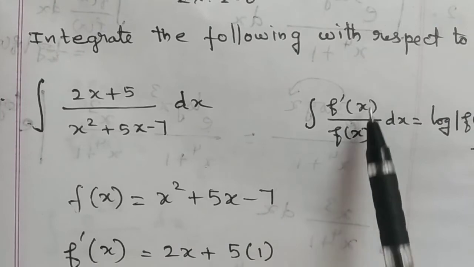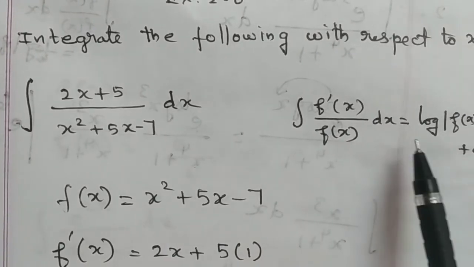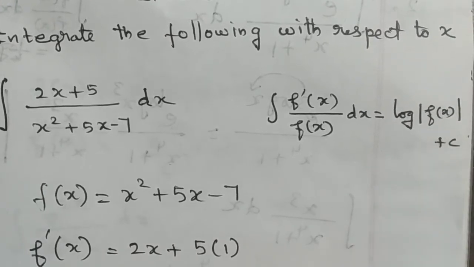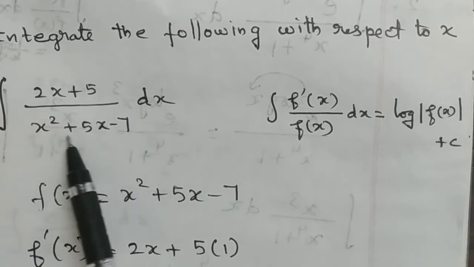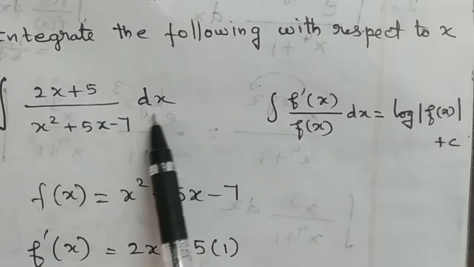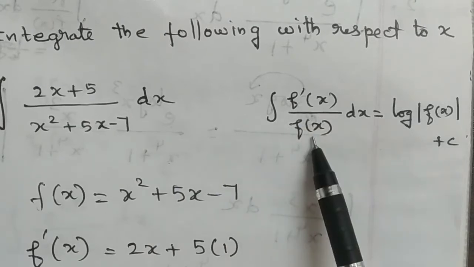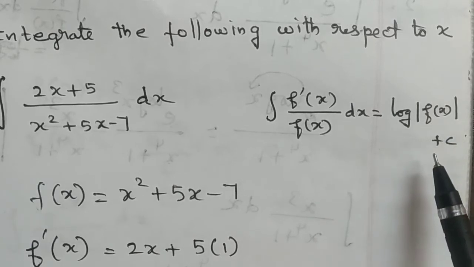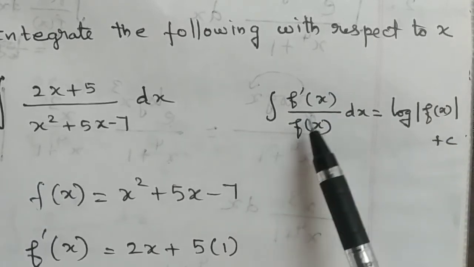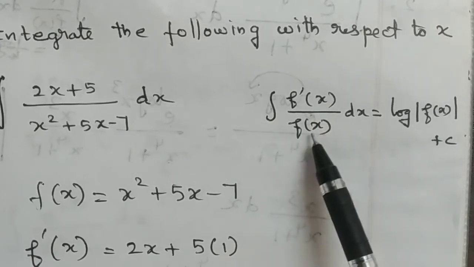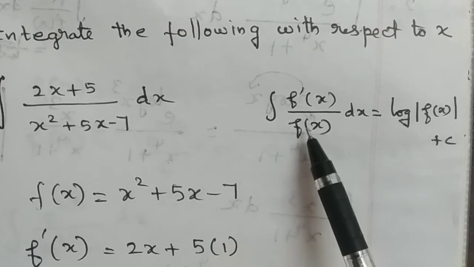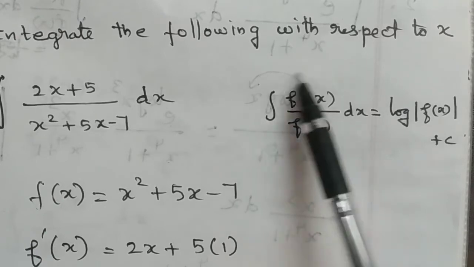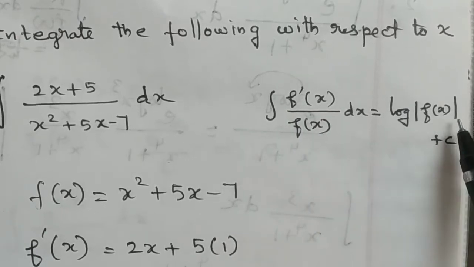Integral of f dash of x divided by f of x into dx equals log modulus of f of x, plus c. We know this formula: one function is given and its derivative f dash of x is in the numerator. Then the whole integral is log modulus of f of x.